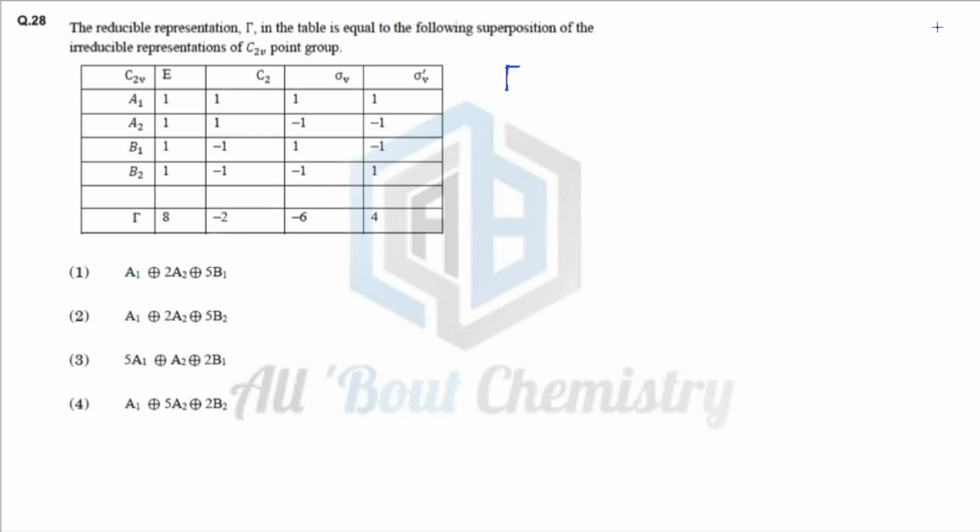You should watch that video too if you don't know about that, so you will just get an idea. In very short, I have explained how to use the character table to find out all the important properties of the particular point group. Okay, so let's calculate for a1.